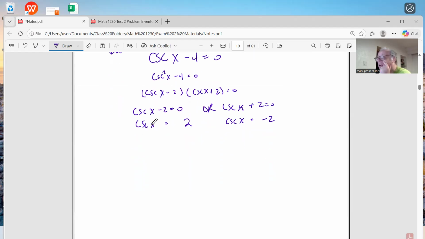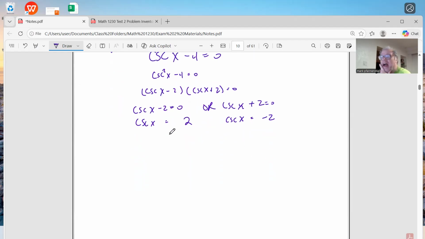Now, I don't know about your calculators, but mine does not have an inverse cosecant button. So we have to do something else about that. That's really 1 over sine x equals 2, or 1 over sine x equals negative 2. Now we have to get the sine on the top, so we're going to multiply both sides by sine. That's going to cancel over here.